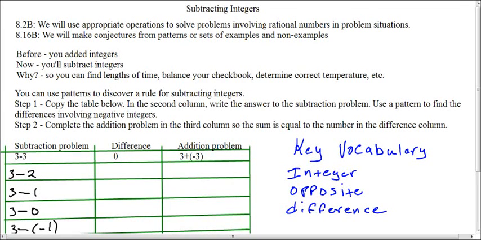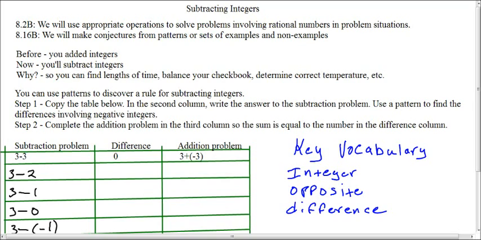Okay, sometimes we have to take a look at subtracting integers. We're still working through 8.2b, where we will use appropriate operations to solve problems involving rational numbers in a problem situation. We will make conjectures, remember what that means, from patterns, a set of examples and non-examples. So before, we just finished adding integers, okay? Now we need to subtract them.